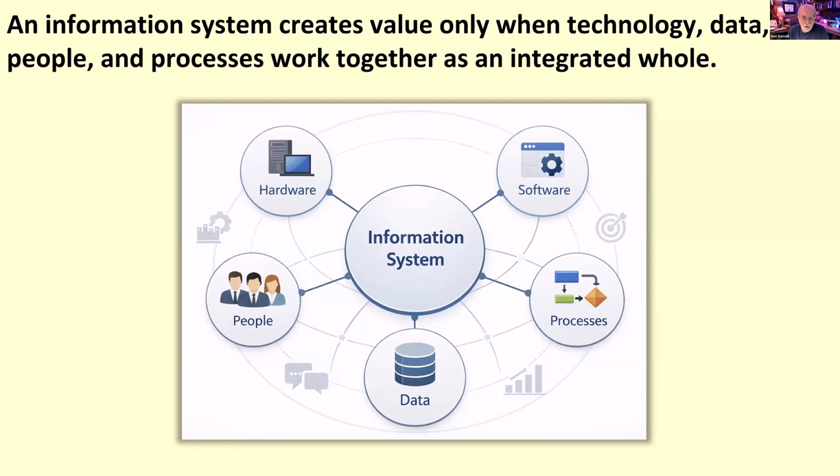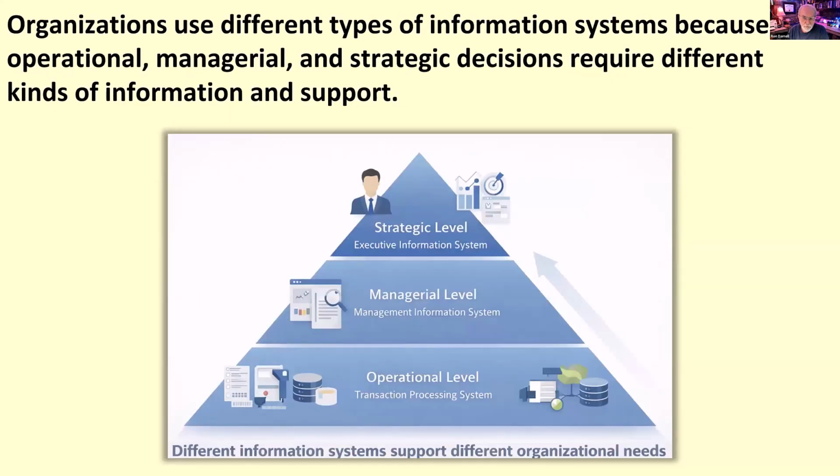Different information systems support different organizational needs. Organizations use different types of information systems because operational, managerial, and strategic decisions require different kinds of information and support. The image on this slide shows that not all information systems serve the same purpose. Organizations rely on different systems because different levels of the organization have different responsibilities, different time horizons, and different information needs.